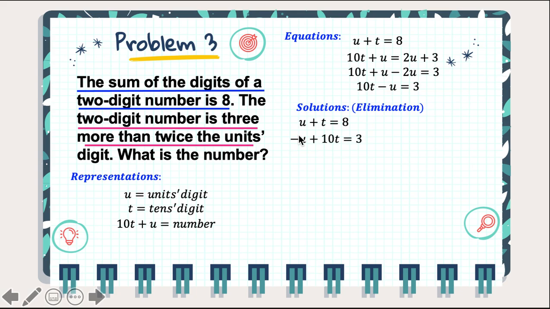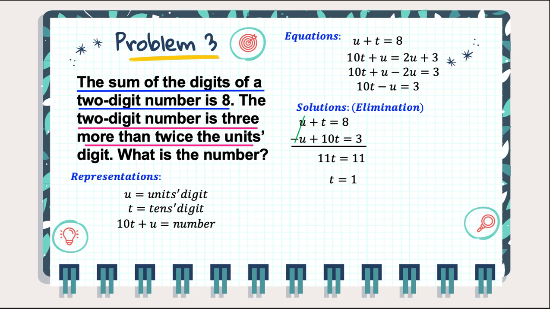Add the two equations, so I can now eliminate u. Then t plus 10t, the answer is 11t. And then 8 plus 3, the answer is 11. Dividing both sides of the equation by 11, the value of t will be 1.